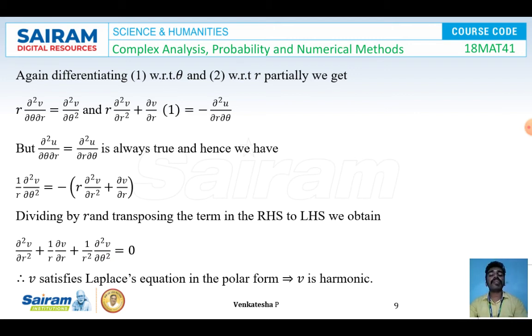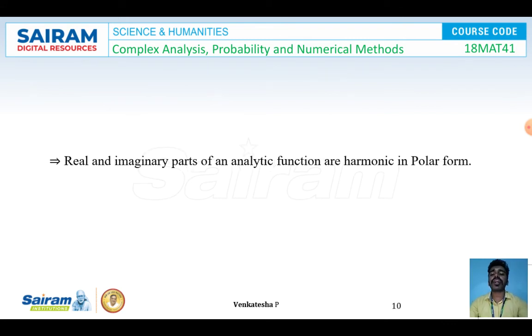We got it. It implies that we satisfy the Laplace equation in polar form. So hence v is harmonic. So hence we can conclude that the real and imaginary parts of an analytical function are harmonic in polar form also.